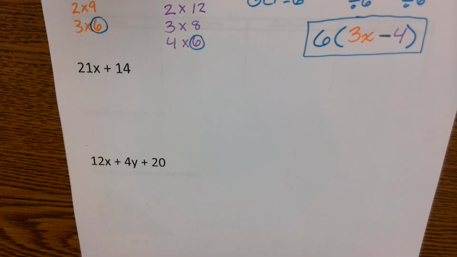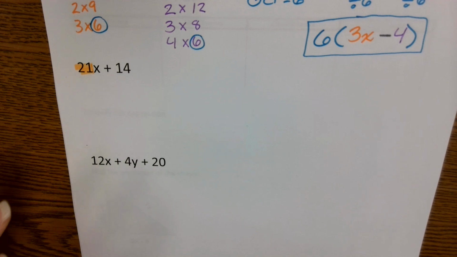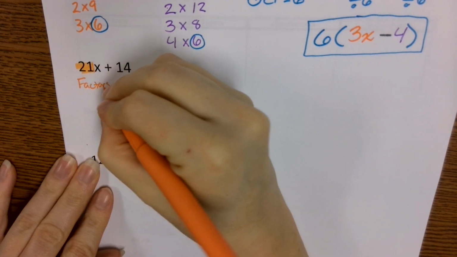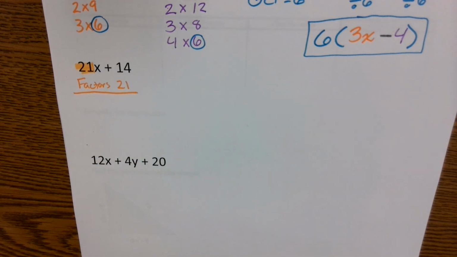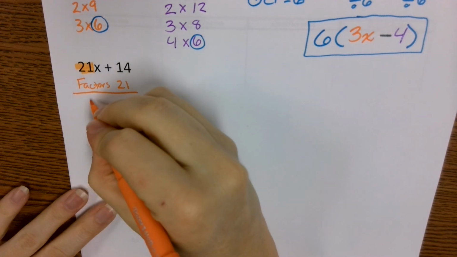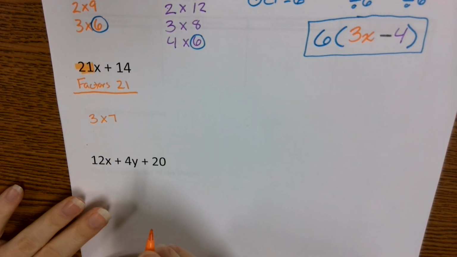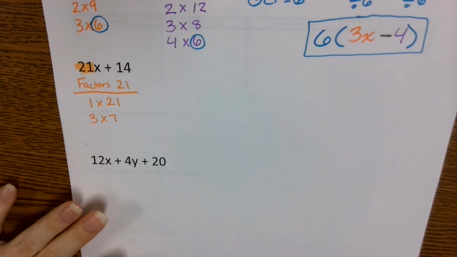So we're going to start with our first factor here, or our first term. We've got the 21. We want to go ahead and identify the factors for 21. So who can tell me what are the factors of 21? Just listing the factors of 21. Madison? Okay, we have 3 times 7. What else do we have? Io? 1 times 21. We have 3 times 7. We also have 1 times 21.